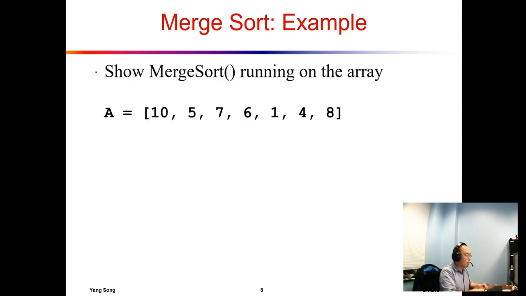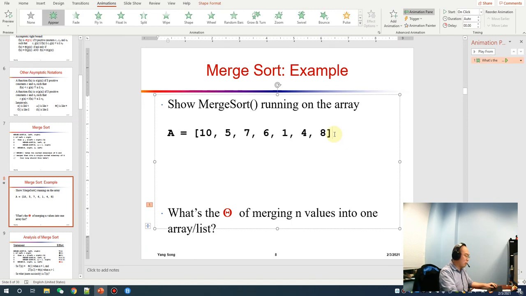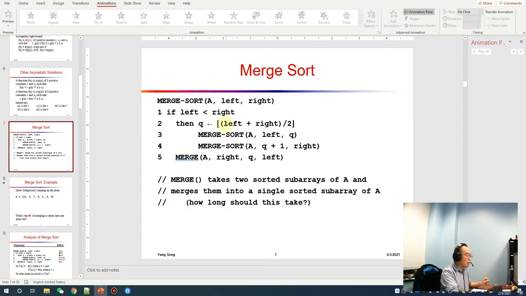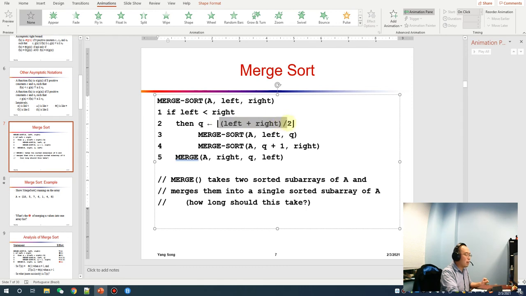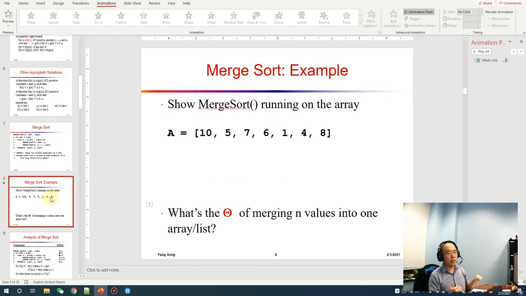So let's see this example. We are sorting 7 values, and the first part is to break it into two parts. How do we do that? If you see this line of the code, it is left plus right, divided by 2. Following the style of our textbook, we have index 1, 2, 3, 4, 5, 6, 7, using 1-based indexing. So the left will be 1 and the right will be 7. What is the middle value? The middle value will be 4.